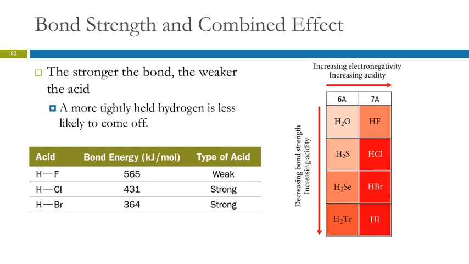Bond strength also affects it. So the stronger the bond with that hydrogen is, the weaker the acid is. So if the bond is very weak, then the acid's going to be strong, right? And again, we've got this opposite business going on. And so flat out memorizing that I don't think is a great idea. Just think it through.